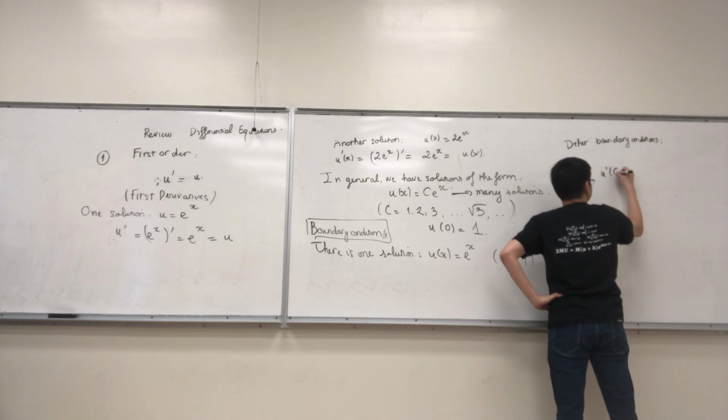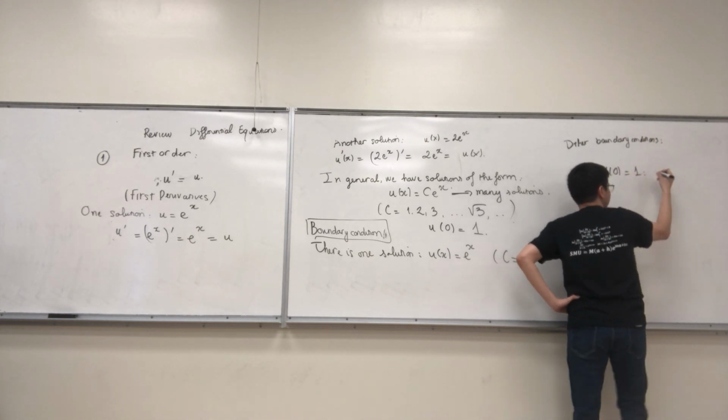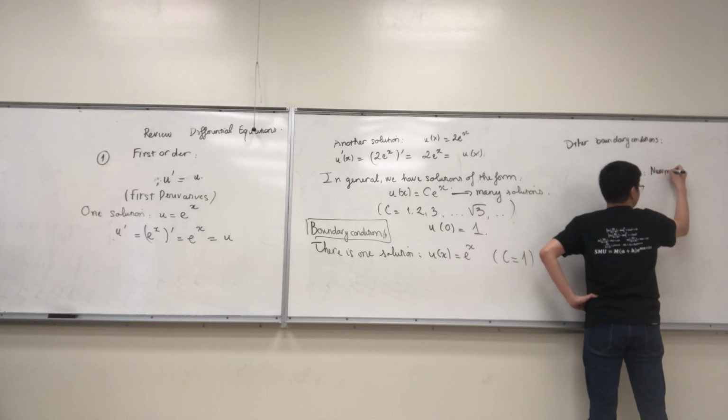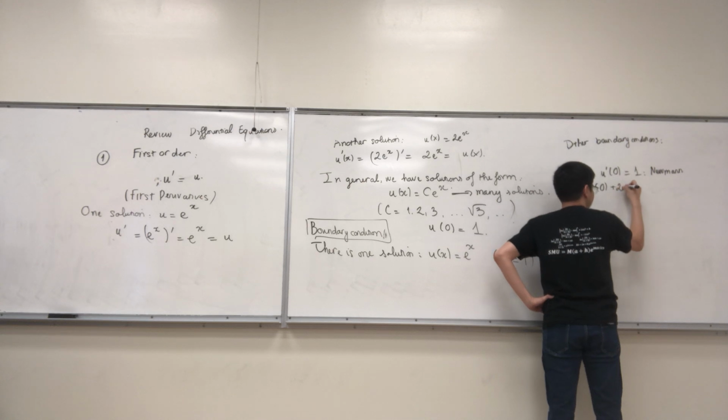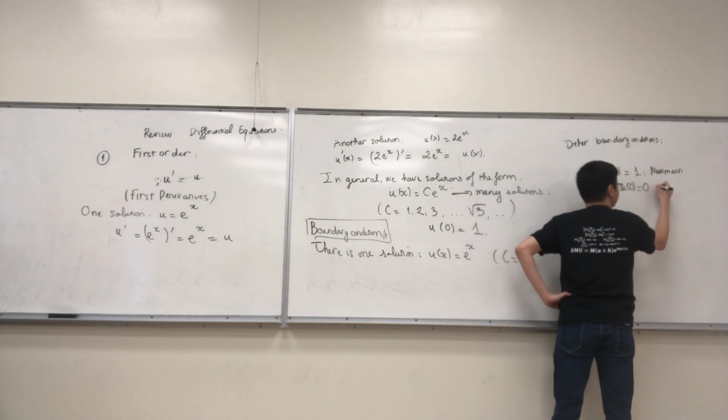Like u prime at 0 is equal to 1. So this is the Neumann. u prime of 0 plus 2u(0) is equal to 0. So this is Robin.